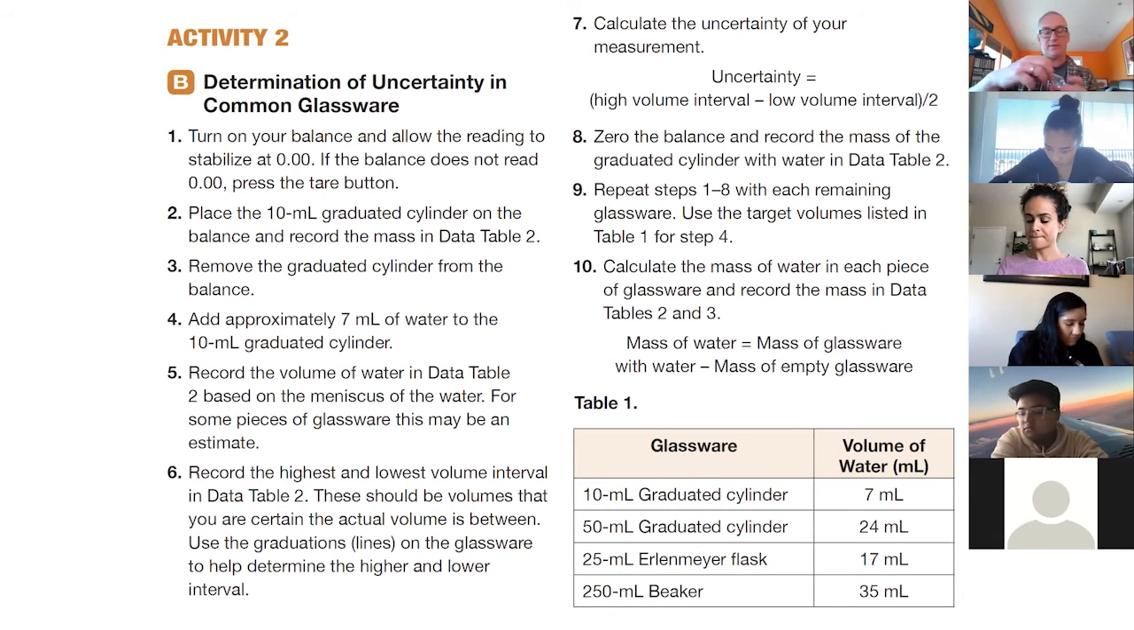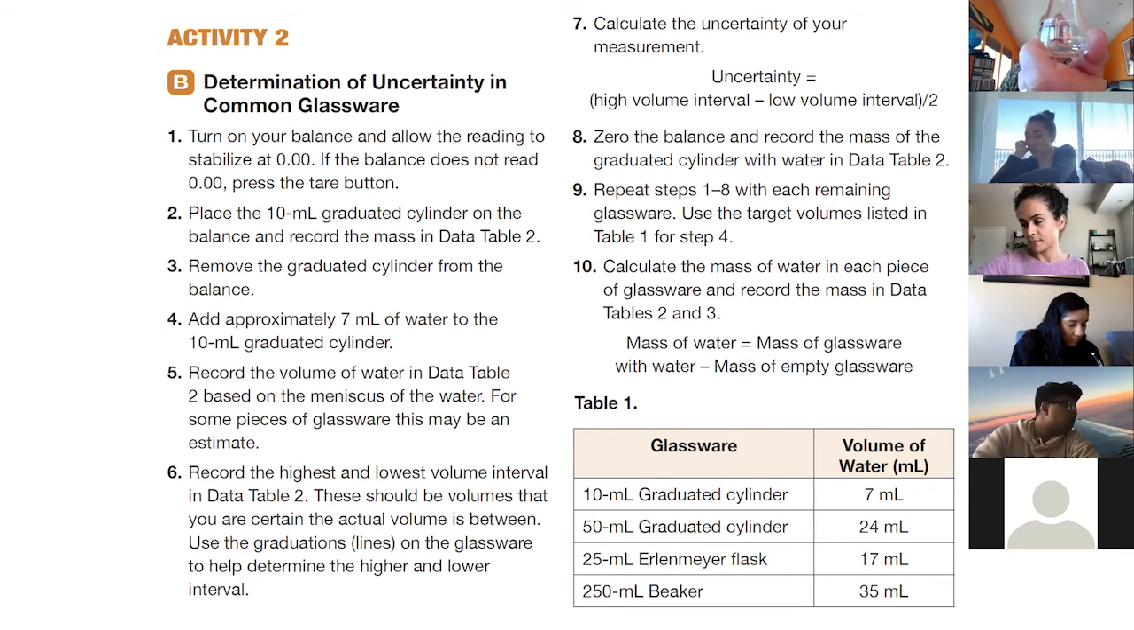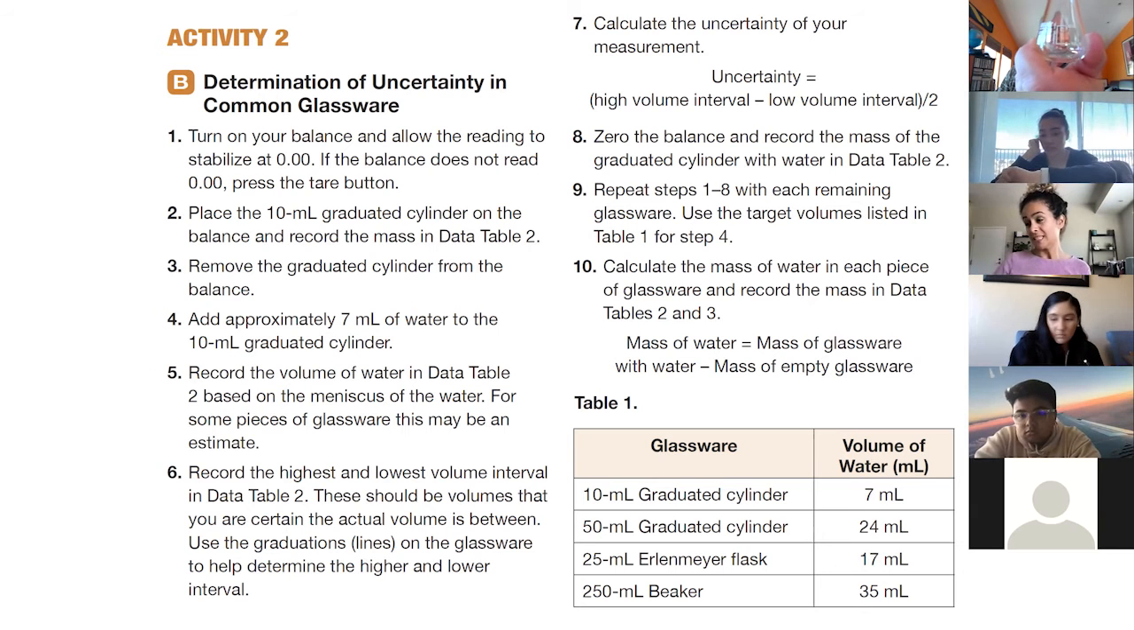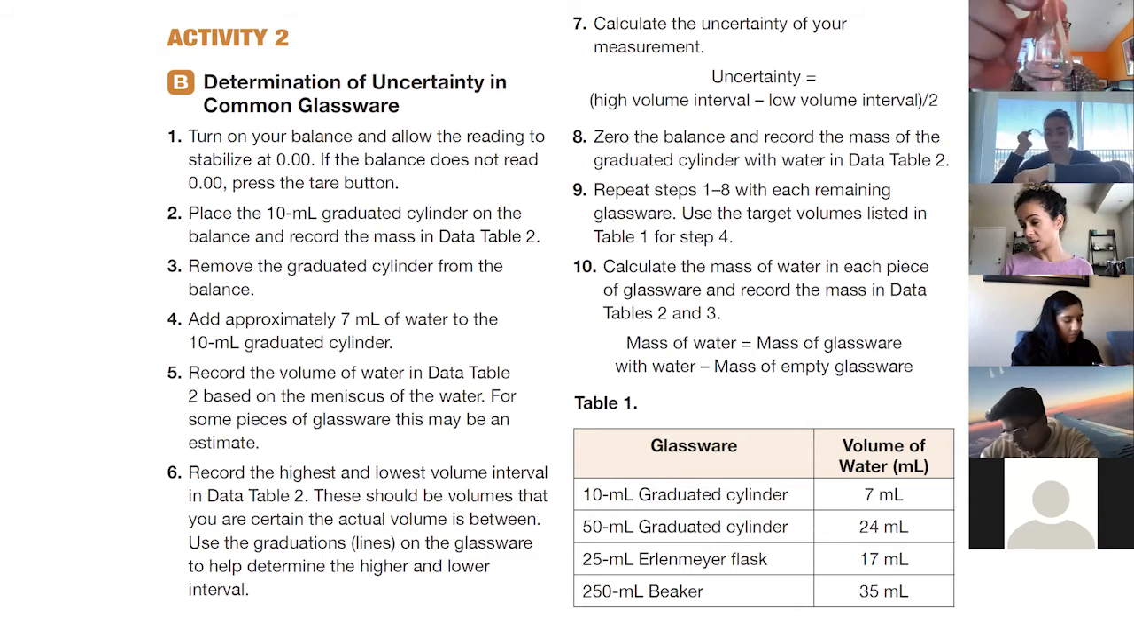What about for a 25 mil flask, where we want to measure 17? So what's our low and what's our high for this one?